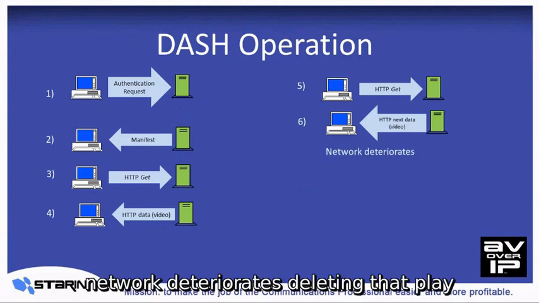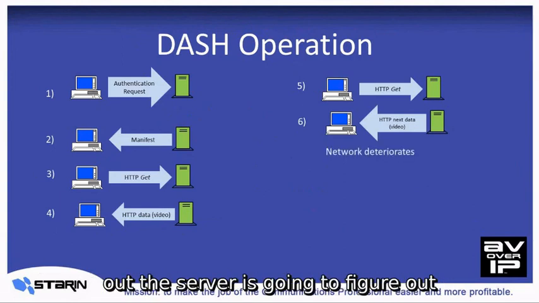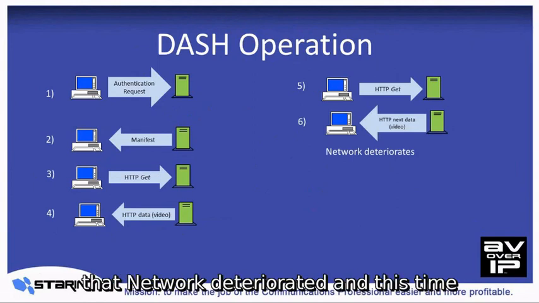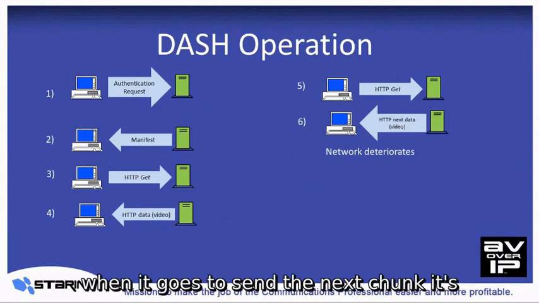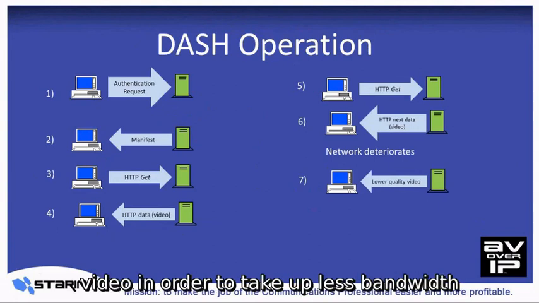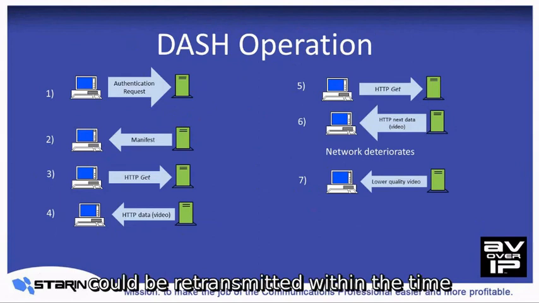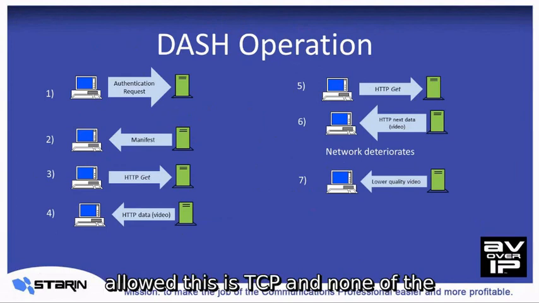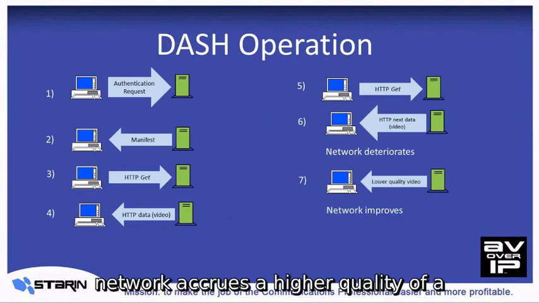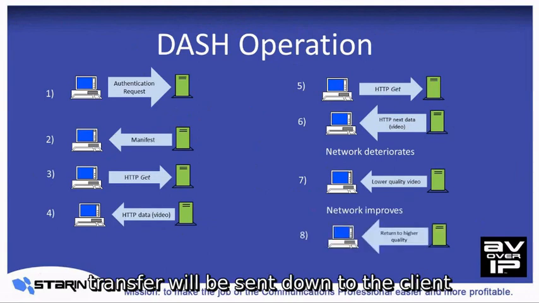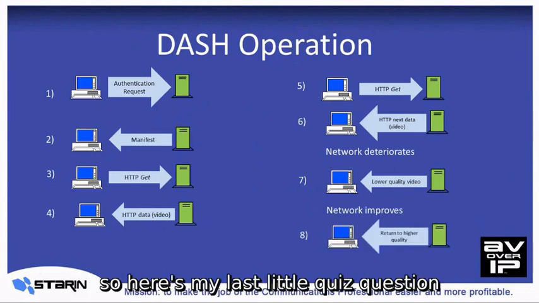Now suppose the network deteriorates during that playout. The server is going to figure out the network deteriorated, and this time when it goes to send the next chunk, it's going to decrease the quality of the video in order to take up less bandwidth, in order to be able to overcome any errors that take place, because they can be retransmitted within the time allowed. This is TCP. And then if the network improves, the higher quality of the transfer will be sent down to the client. So here's my last little quiz question.